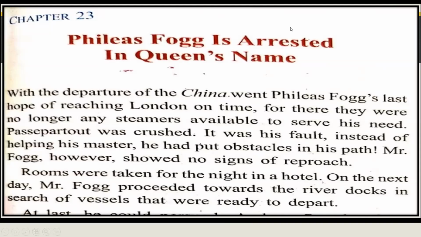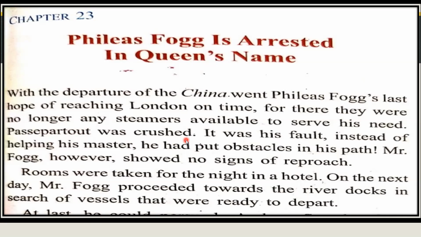Here we are, dear students, chapter number 23, Phileas Fogg is arrested in the Queen's name. Let's start. With the departure of the China went Phileas Fogg's last hope of reaching London on time, for there were no longer any steamers available to serve his need. Now, dear students, the word steamer means boat, ship like this.